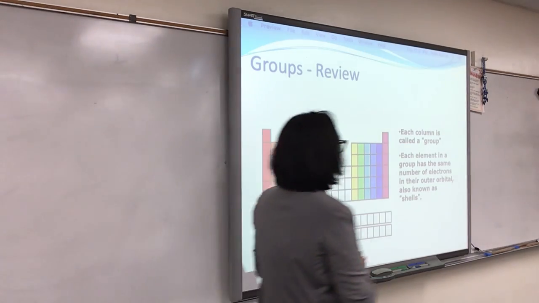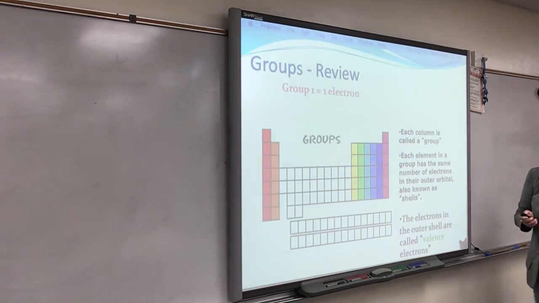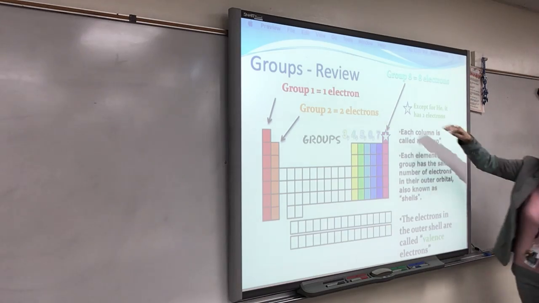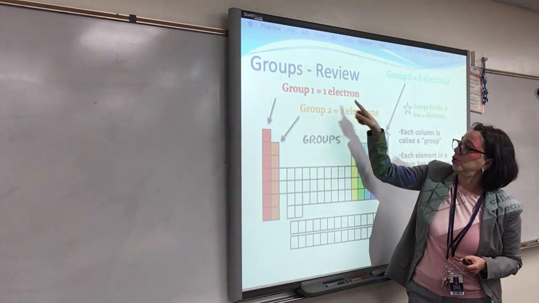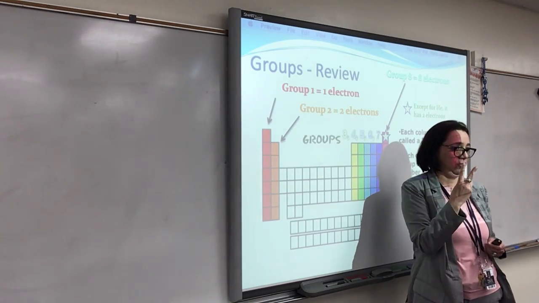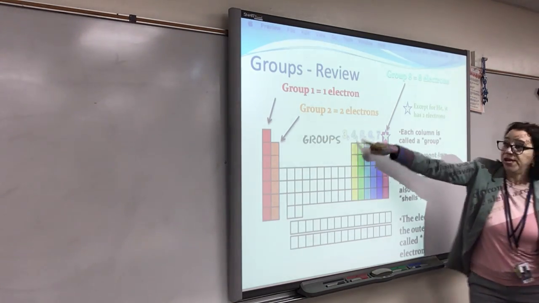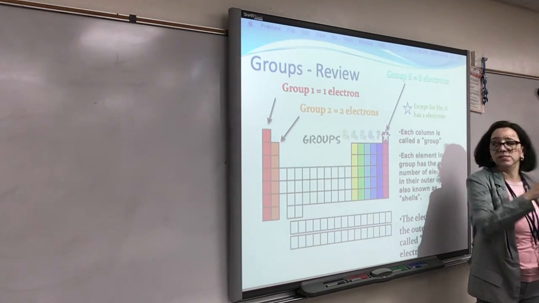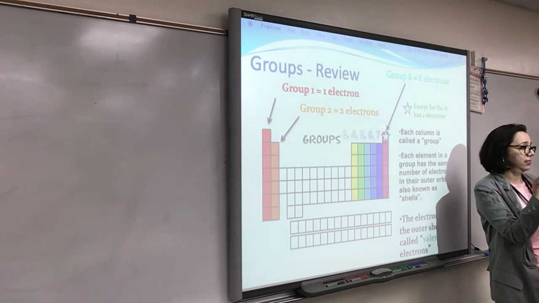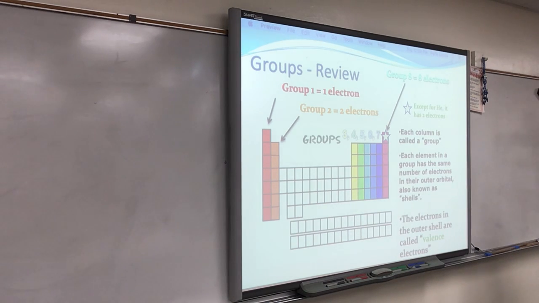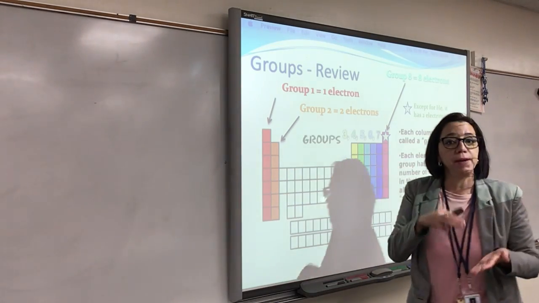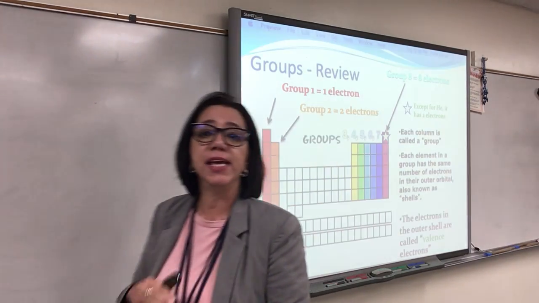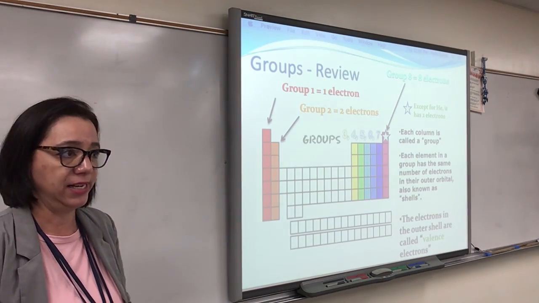In here, we know that group 1A has only 1 valence electron. Group 2A will have only 2 valence electrons. Group 3A, 3 valence electrons, 4A, 4 valence electrons, and so on. The maximum amount of valence electrons you can have is 8. I want you to write that down. No more than 8.